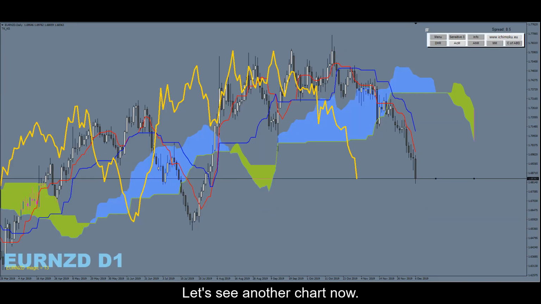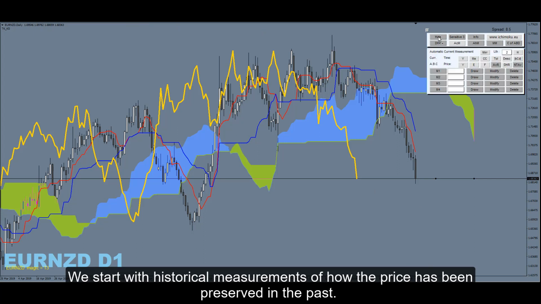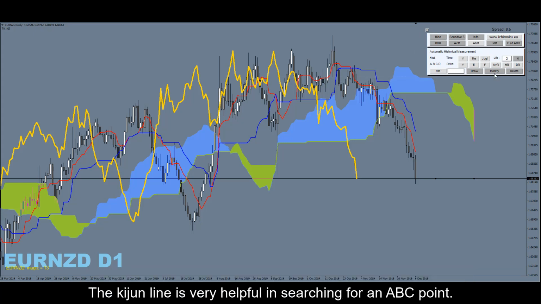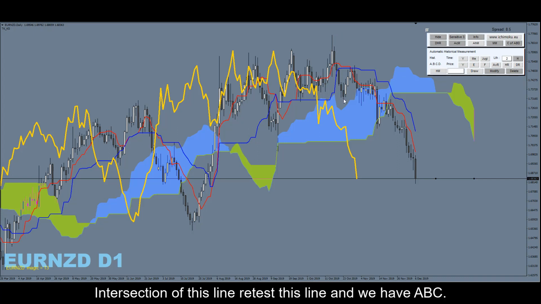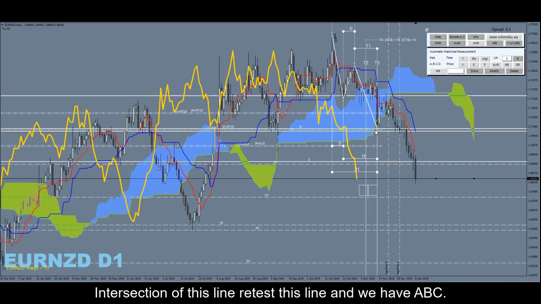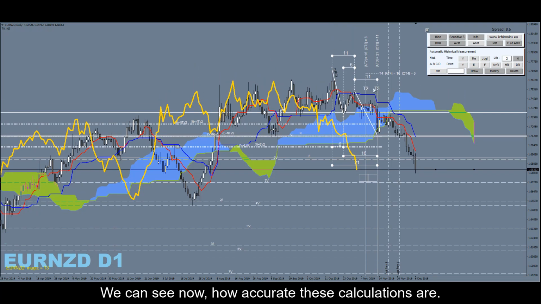Let's see another chart now. Euro against New Zealand dollar, in a daily chart. Here we can see if Hosoda's theories are still valid. We start with historical measurements of how the price has behaved in the past. The Kijun line is very helpful in searching for the A, B and C points. Intersection of this line, retest of this line, and we have A, B, C. We can see now how accurate these calculations are.